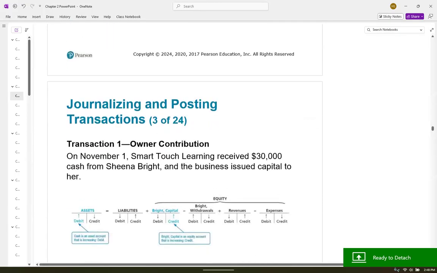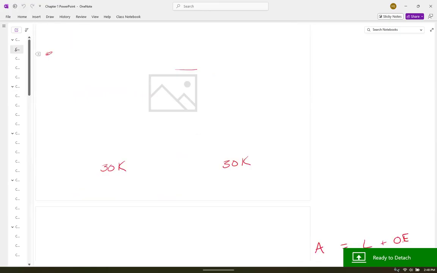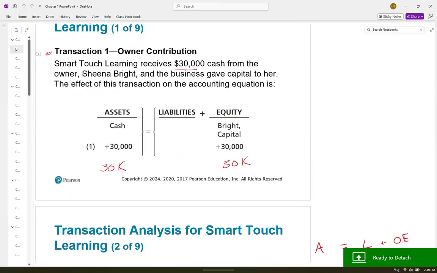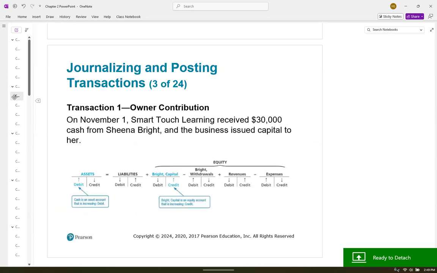Okay. We are going back to all those entries that we just made in chapter 1. Okay. All of these came from that. So these should be very familiar. Okay. I actually bumped over here and found where we made this entry right here, where the owner put $30,000 cash into the business and they gave her capital. Okay. We weren't making journal entries here, but we're doing almost the exact same thing. We are just adding the debit and credit element to it.